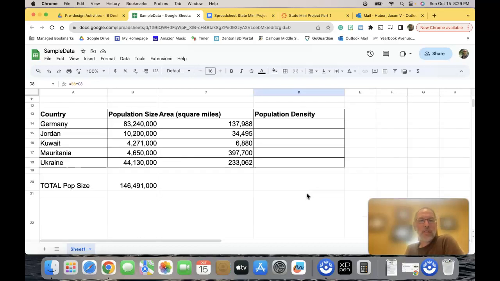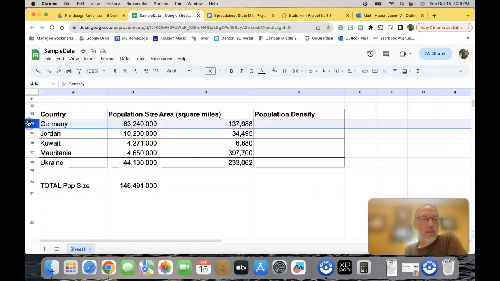All right, let's check out another example here. Let's say I have a list of countries. I have their population size in column B, and I have the area in column C. Area is just the amount of space that's available in each country. So it is in square miles. So for Germany, for instance, if I click on row 14, Germany has 83 million people. And I'm just going to give you round numbers. And then they have almost 138,000 square miles of land that make up the borders of Germany.